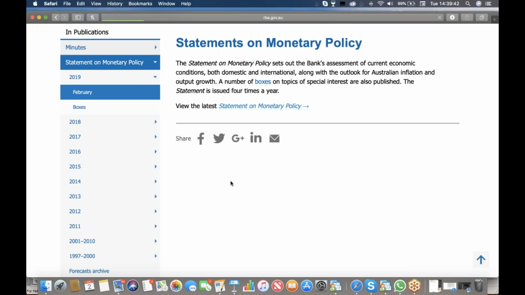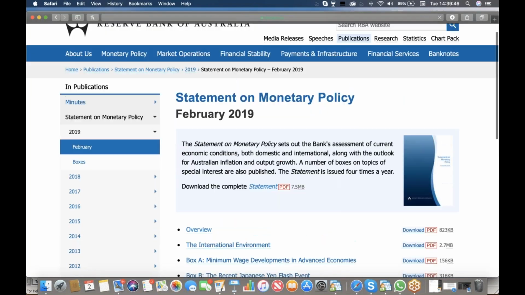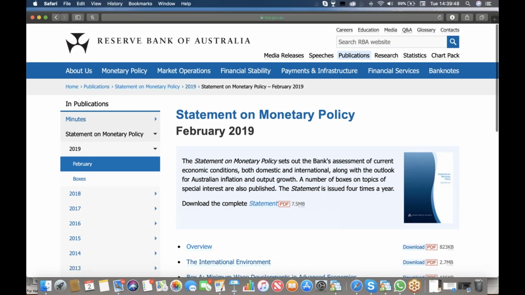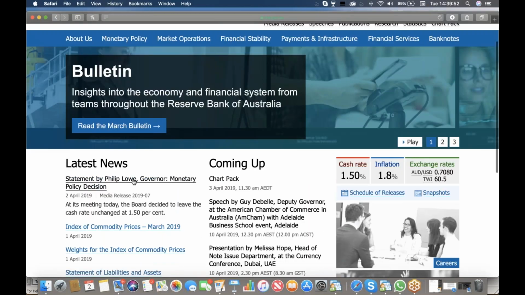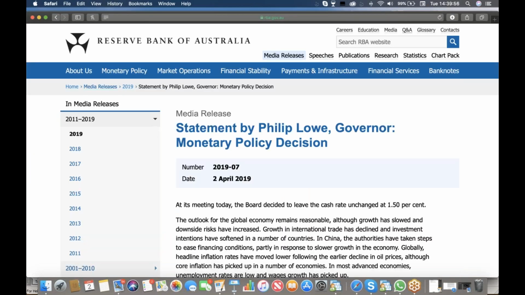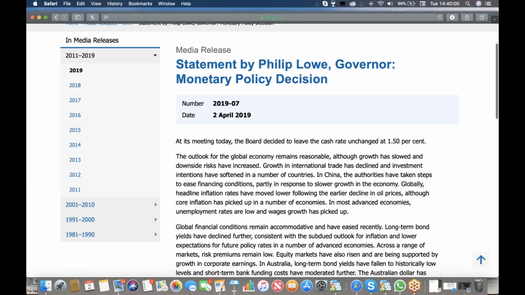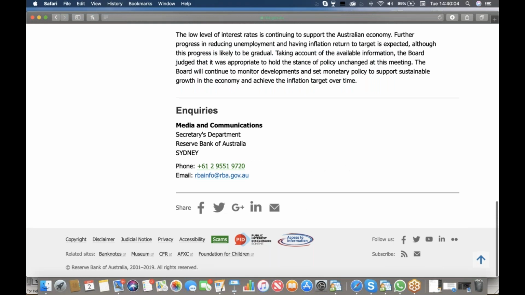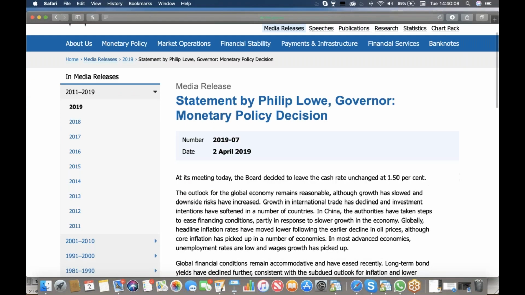Let's see, that's February. We want the latest one. I think it was on the home page. They haven't obviously put it into the archive yet. Here it is. Statement by Philip Lowe, Governor, Monetary Policy Decision. So this is what you do. You look at it and you can see the most important information is often at the start and at the end. Okay. So they say at its meeting today, the board decided to leave the cash rate unchanged.